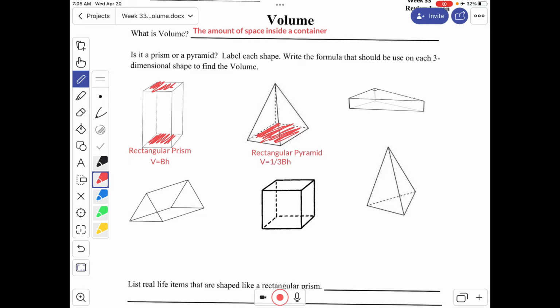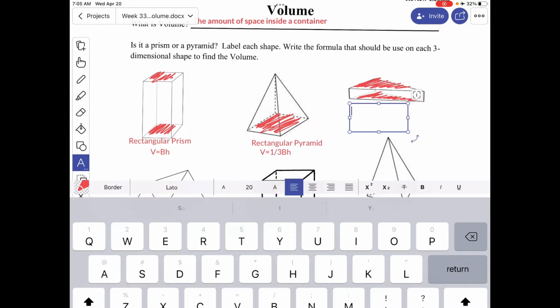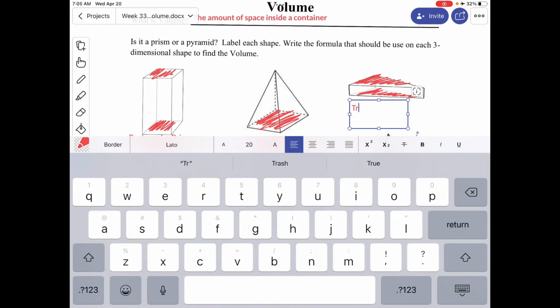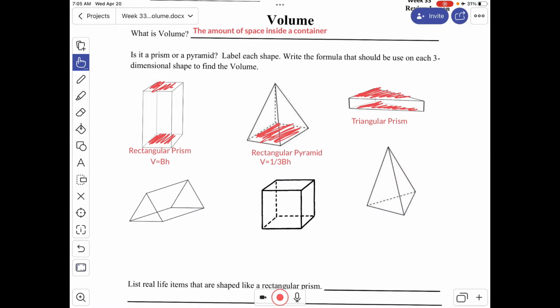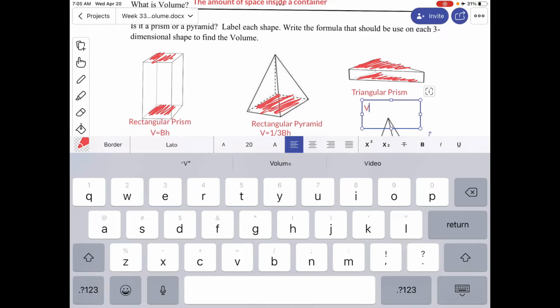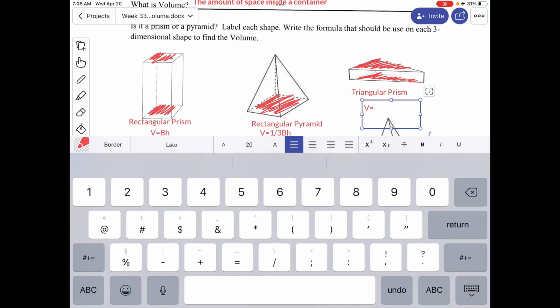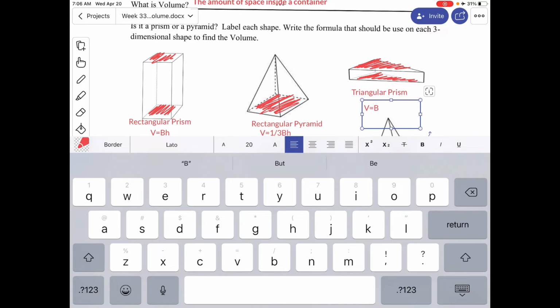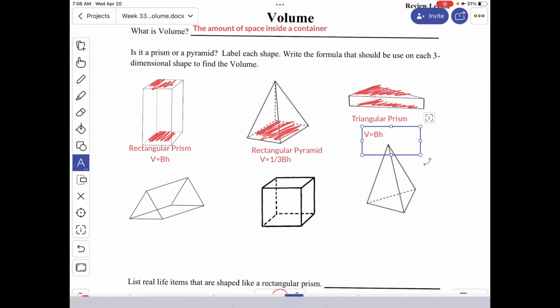The next one also has two bases, and the bases are parallel to each other. So I can see there's a top base that's a triangle and a bottom base that's a triangle. So this is a triangular, and since there's two of them, it's a prism. And again, the formula for a prism is volume equals area of the base times the height.